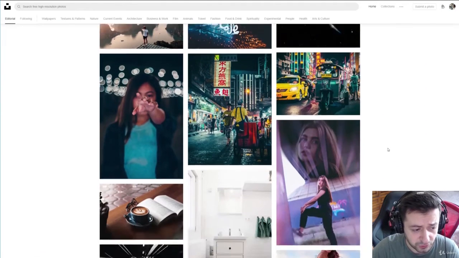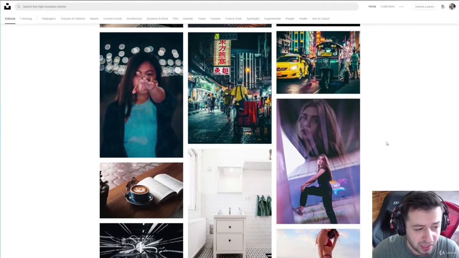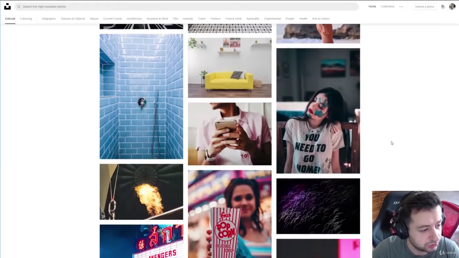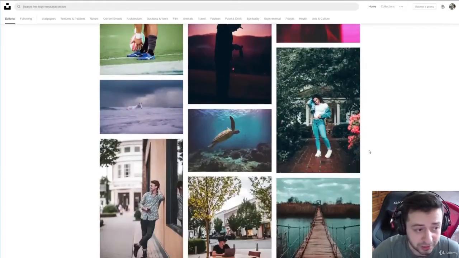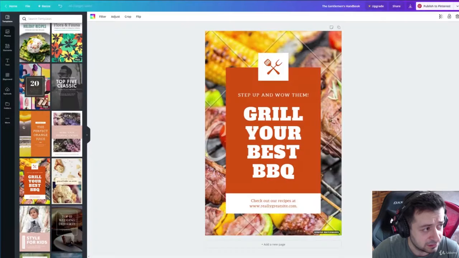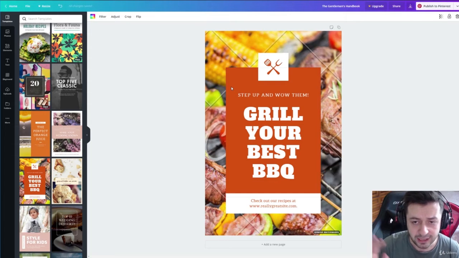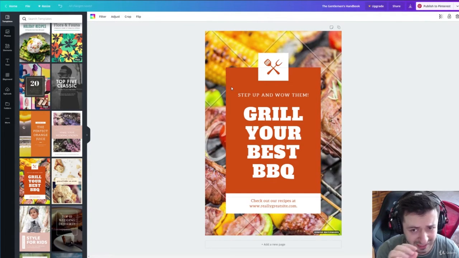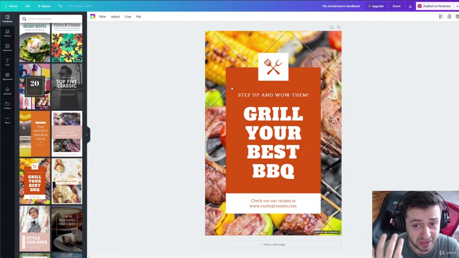This is the free stock photography website that you could use a lot of different pictures from in order to spice up your Pinterest game. So just use photos from here and the designs from Canva and create as many pins as possible. It actually doesn't really matter that much.